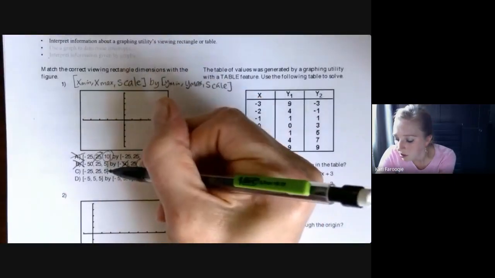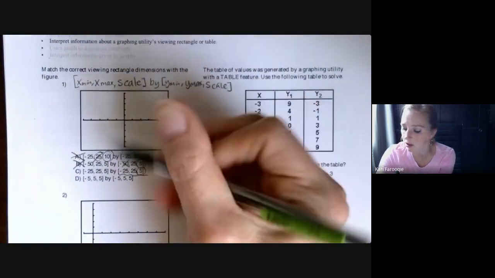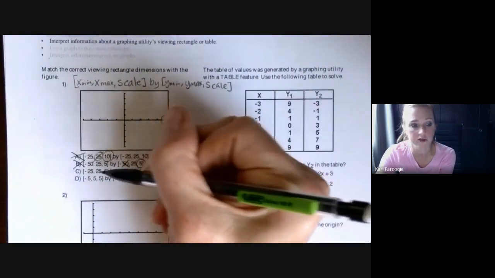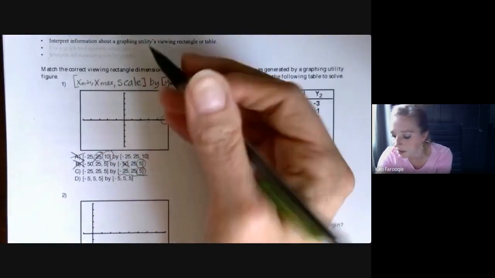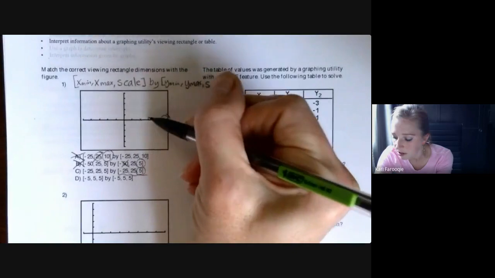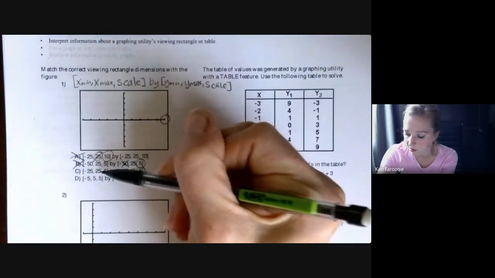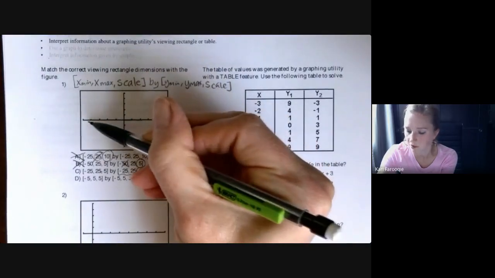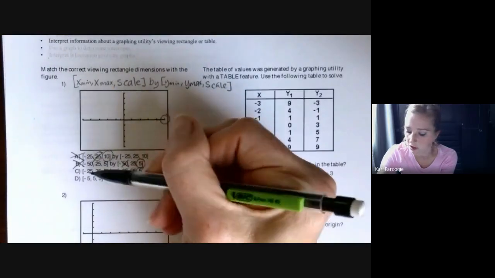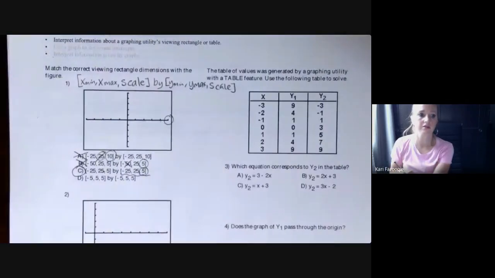So again, we're talking about having 5 units per tick mark. Now we're looking at the x-axis because that is what is representing the first dimension. So 5, 10, 15, 20, 25 is your x max. And then -5, -10, -15, -20, -25 for your x min. So it is indeed C.